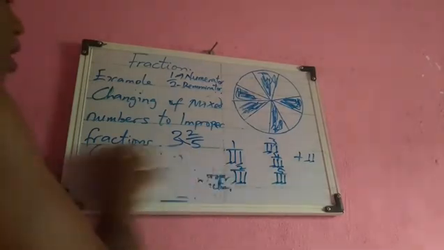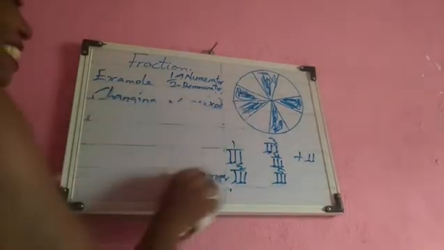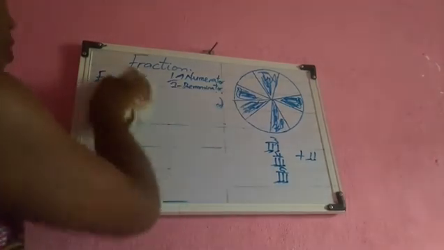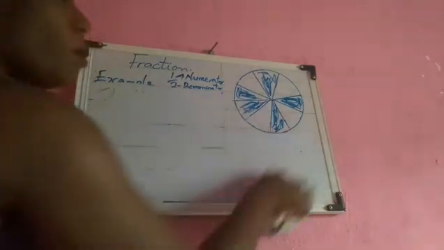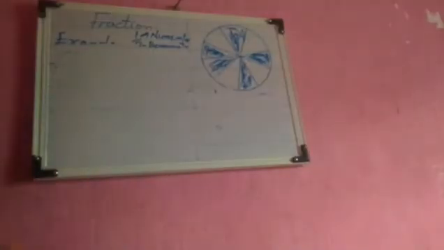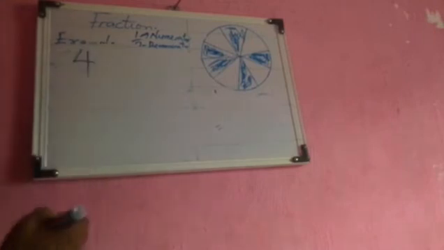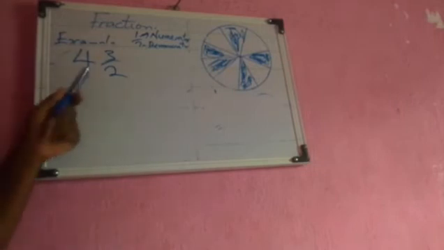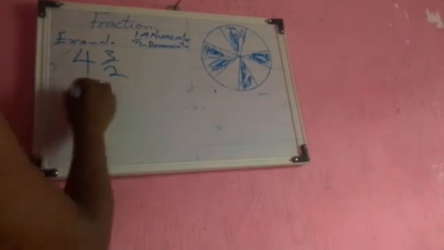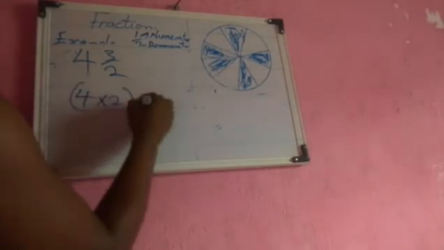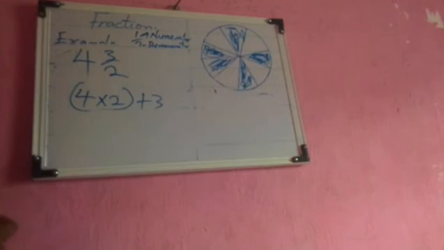Okay, do we do one more example together, or we should go straight to your class fun? Okay, let's do one more example. So 4 whole number 3 over 2. Let's quickly convert this to improper fraction. So we have 4 times 2 plus what? 3. So that means we're building how many houses now? 2 houses with how many stakes? 4 stakes for each of the houses.